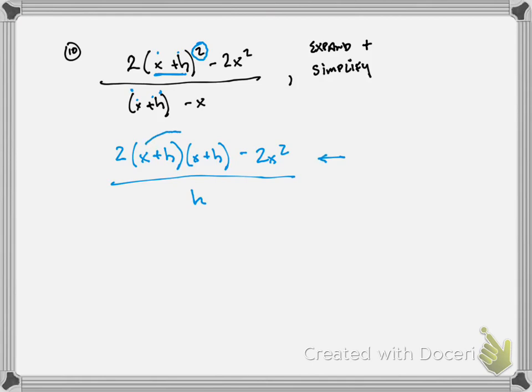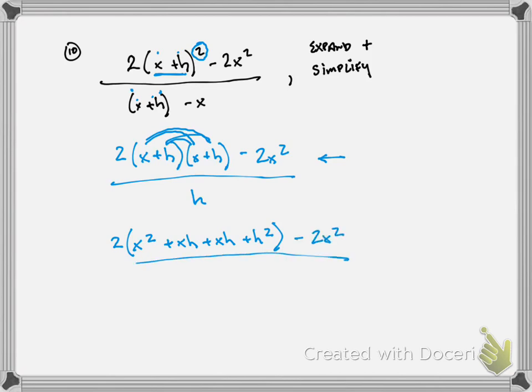I'm going to FOIL this. So x times x is x squared. X times h is plus xh. H times x is plus xh. H times h is plus h squared. That is getting multiplied by 2. I'll subtract 2x squared, still dividing by h.